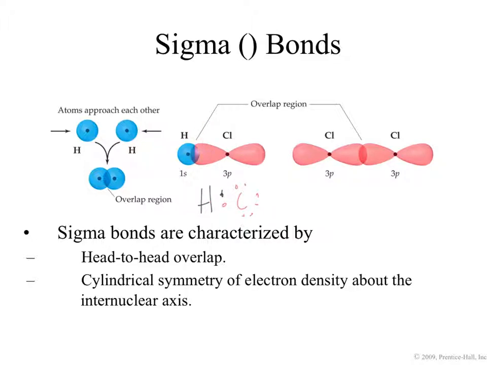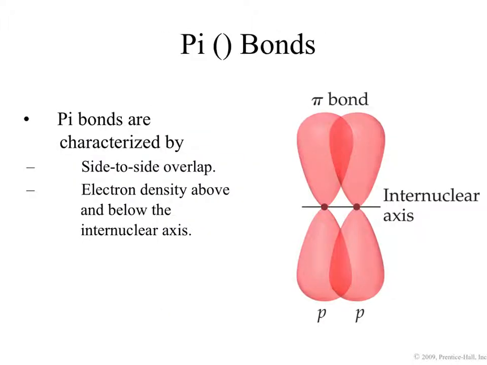It's head-to-head overlap, with cylindrical symmetry of electron density about the internuclear axis. Whatever that means. No, I'm just kidding. It means something. But the electrons are shared in between the 2 atoms. Not necessarily equally, because chlorine is much more electronegative, but they're shared in between. So now pi bonds are going to be how we describe double bonds, like we saw in our sulfite ion. When we drew it earlier, we had 1 double bond.